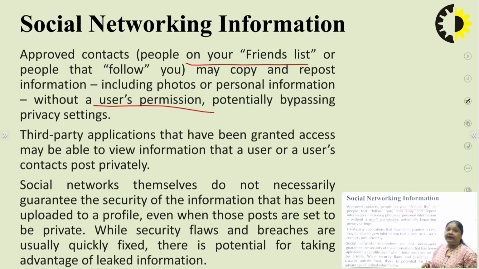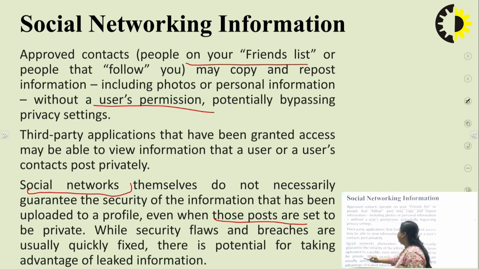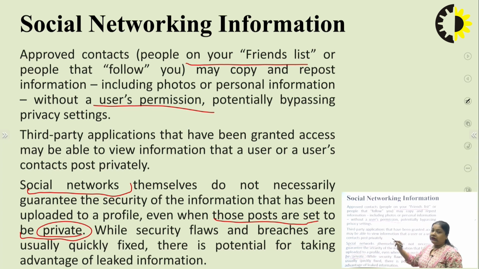Third party applications that have been granted access may be able to view information that a user or a user's contacts post privately. Social networks themselves do not necessarily guarantee the security of the information that has been uploaded to a profile, even when those posts are said to be private. It means social networks cannot guarantee that the information you set to private is totally secured. While security flaws and breaches are usually quickly fixed, there is potential for taking advantage of leaked information. So there is also a scope of security flaws through which your information may be leaked.